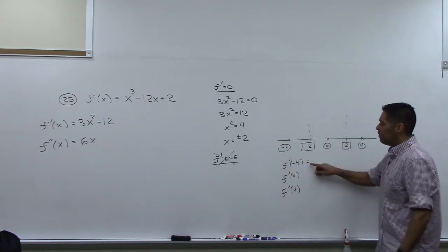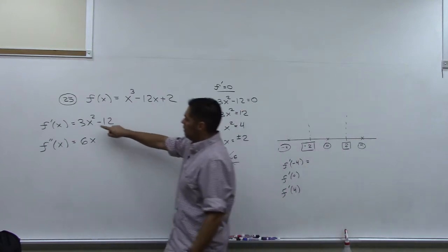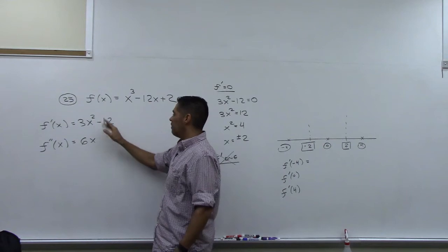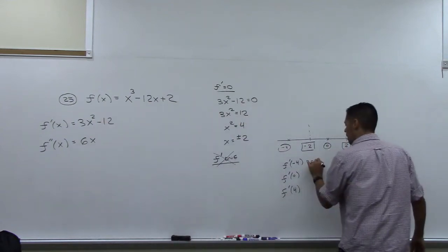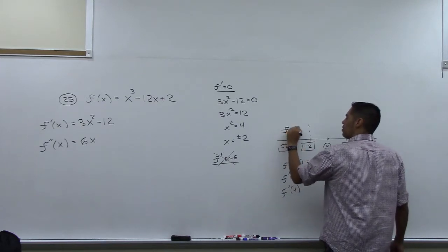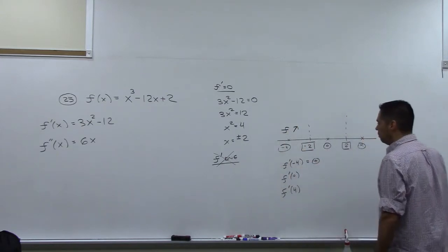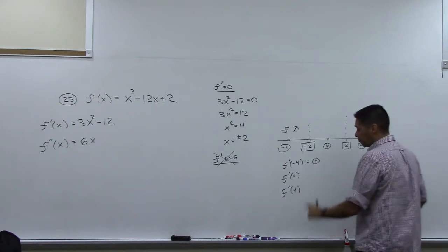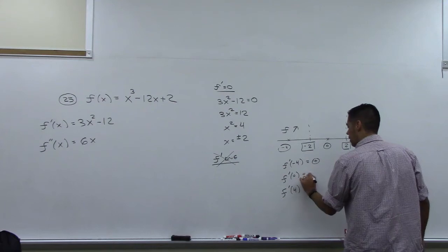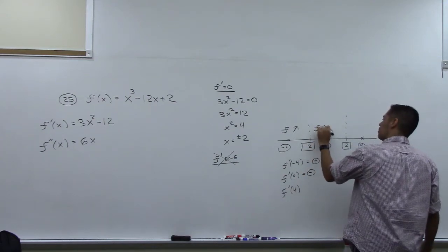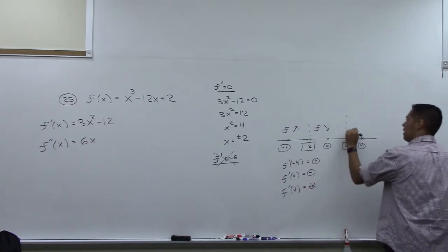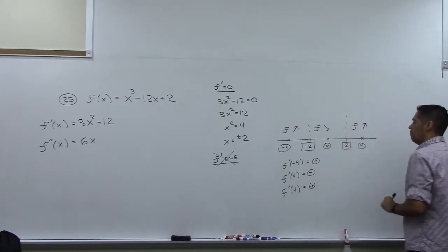So if I plug -4 into the first derivative, -4 squared is 16. 16 times 3, take away 12. That's going to be a positive number. So I'm going to get a positive number here. The first derivative being positive means my original function is going up here. Then we plug in 0. If we plug in 0, we get a negative number. So it's negative. That means my original function is going down here. And if we plug in 4, we're going to get positive again. And that means our original function is going up.